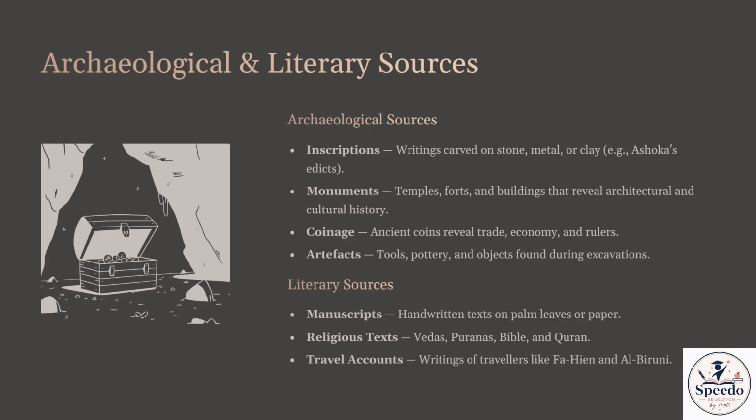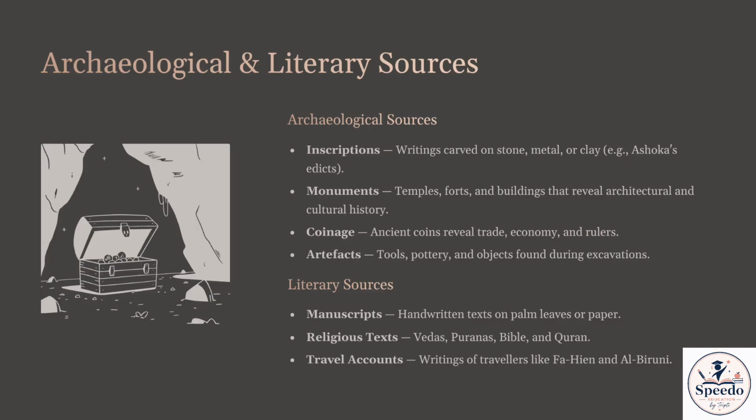Objects like stone tools, pottery, jewelry, and weapons are also called artifacts. These everyday objects help historians understand how people lived, worked, and survived. Because archaeological sources are based on physical evidence, they are considered among the most reliable sources of history.